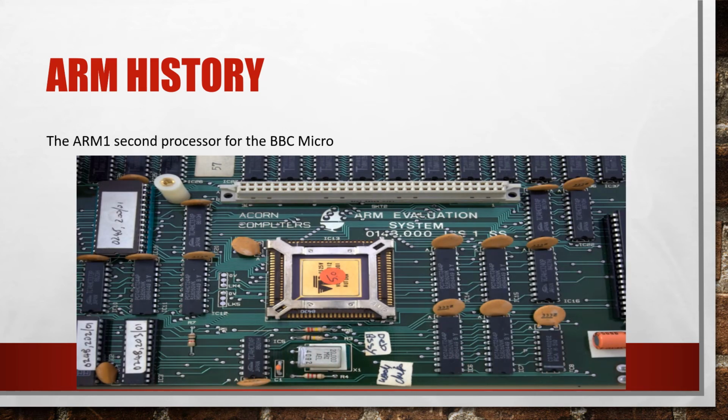ARM1 was the second processor for the BBC Micro. In the beginning they were more focused on developing the computer. During that time, mobile phones were not really popular, but computers were getting faster.